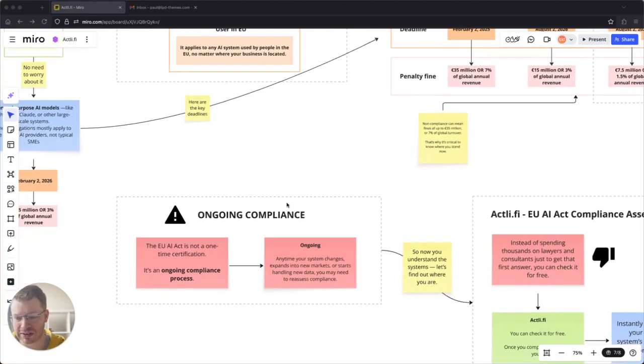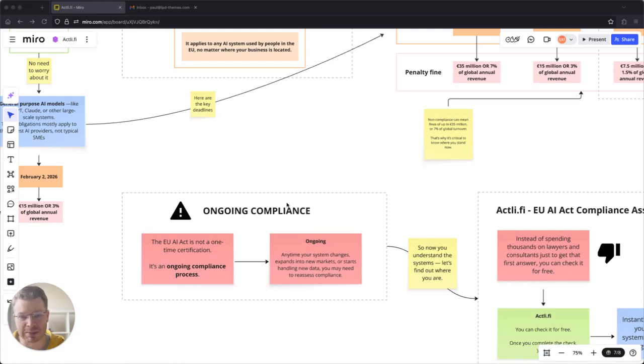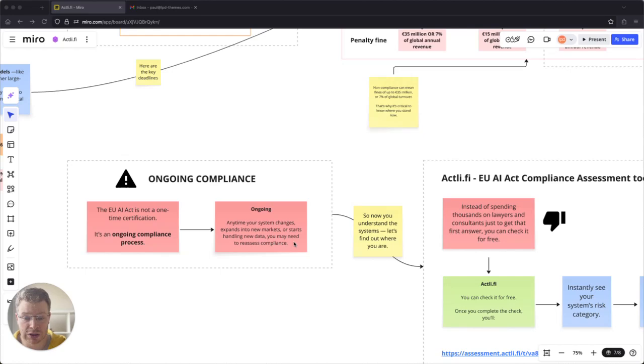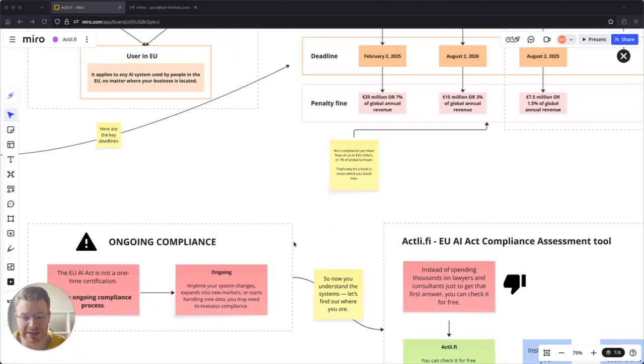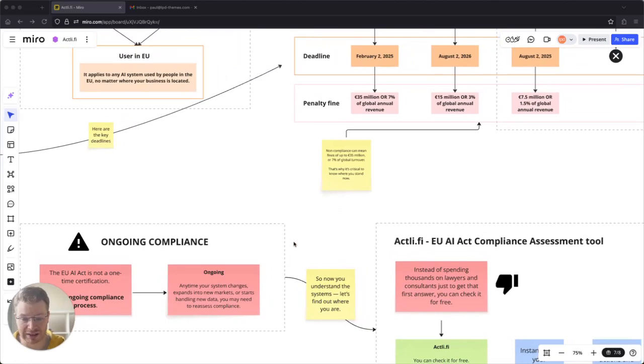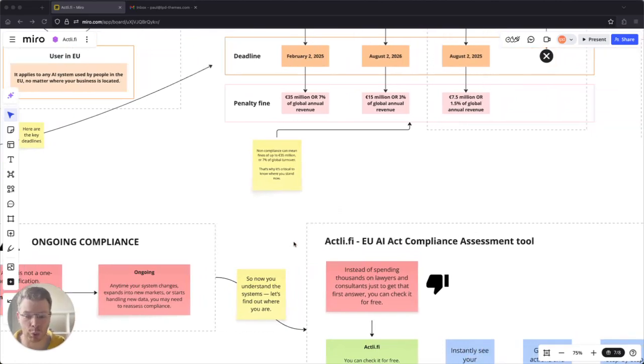Also, it's very important to mention that the EU AI Act is not a one-time certification. It's ongoing compliance, and anytime your system changes, expands into a new market, or starts handling new data, you may need to reassess compliance. And even if you start using, let's assume, a new AI tool in your workflow, you also need to reassess this compliance. So now we briefly understand what the AI Act is and the system types. Let's find out where you are.